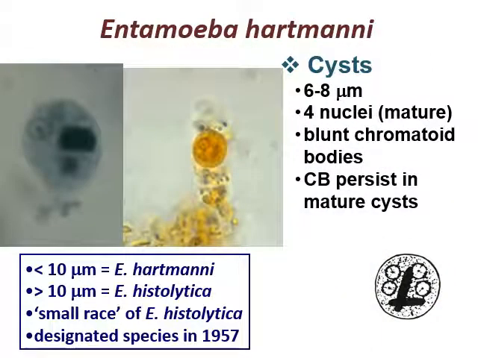A cyst of Entamoeba hartmanni measures 6 to 8 micrometers and contains 4 nuclei in the mature cyst, with blunt cigar-shaped chromatoid bodies. Chromatoid bodies persist in the mature cyst only, as we see in this picture.